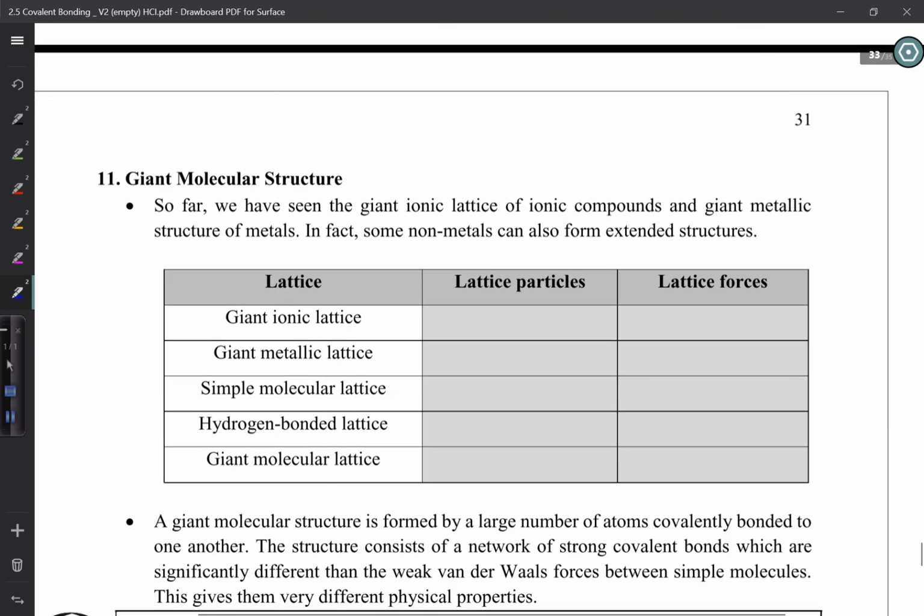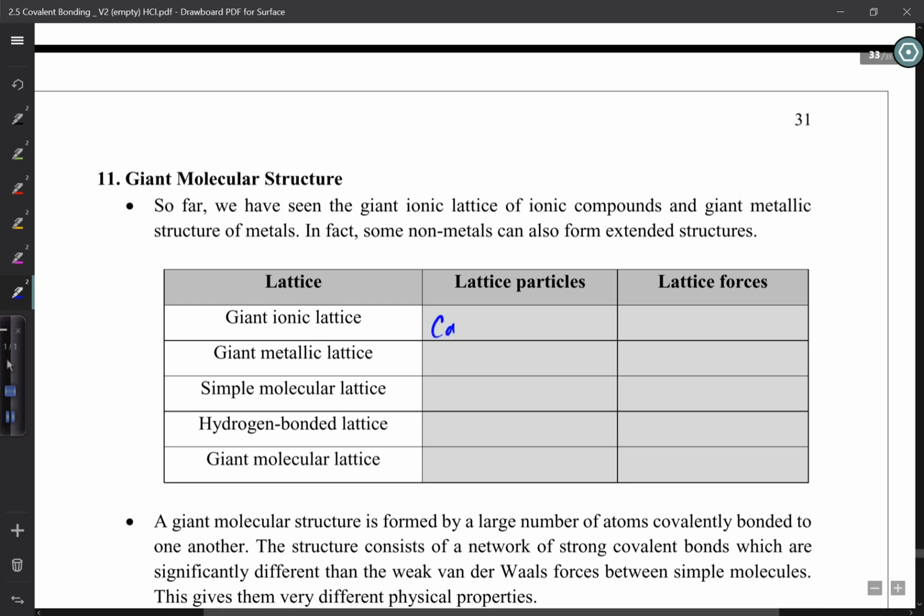Next, let's talk about giant molecular structure. So far we have seen a lot of giant structures. We have seen giant ionic lattice, giant metallic lattice, and giant molecular structure. So what's the difference between all of these? Basically for giant ionic lattice, we know that the lattice particles will be cations and anions, and the lattice force is basically ionic bond.